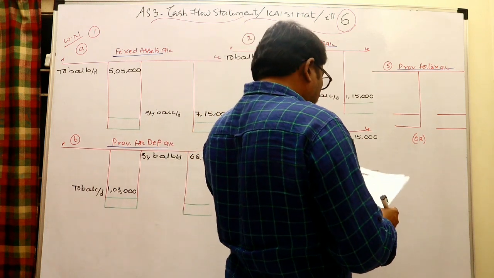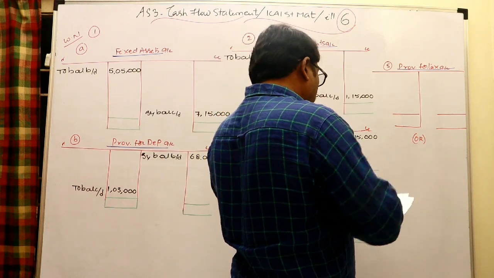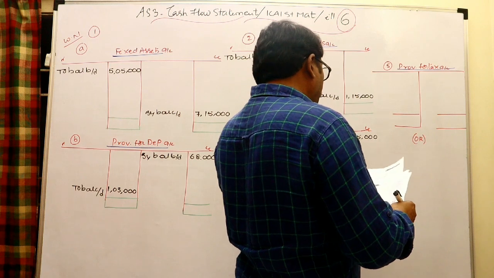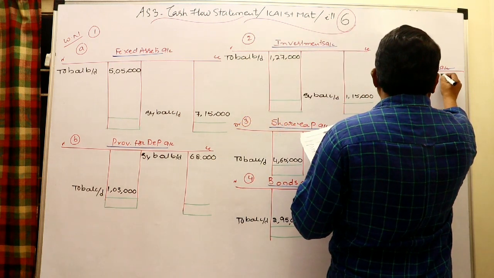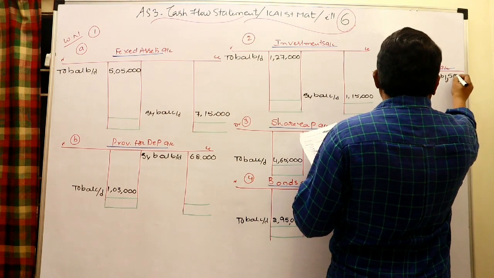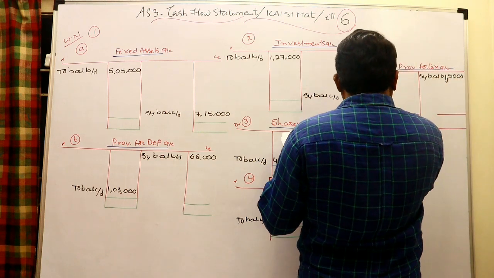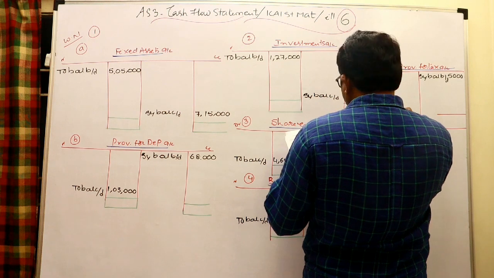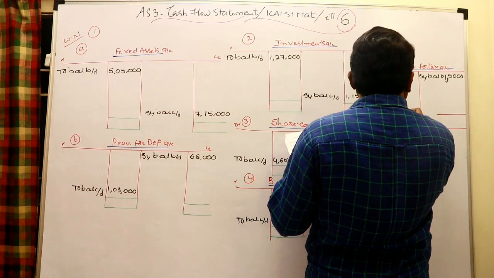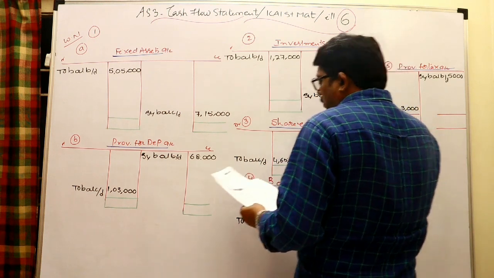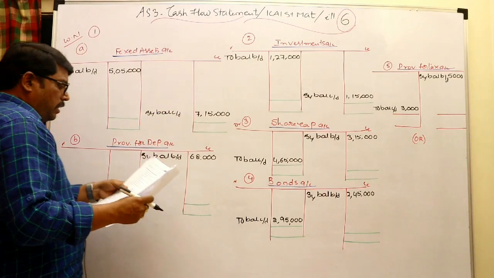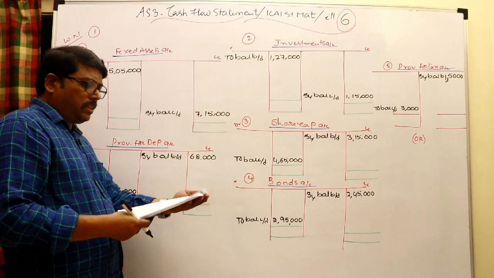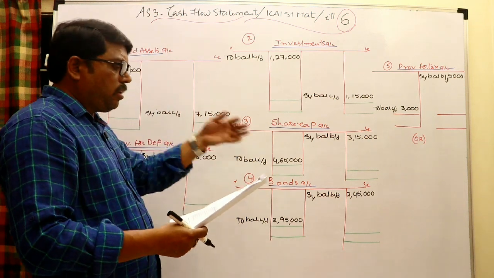Provision for tax: opening 5,000, by balance brought down, closing to balance carry down 3,000. That's all. We took all the opening and closing balances in the respective accounts. Now, with all these adjustments provided, we can record them simply.